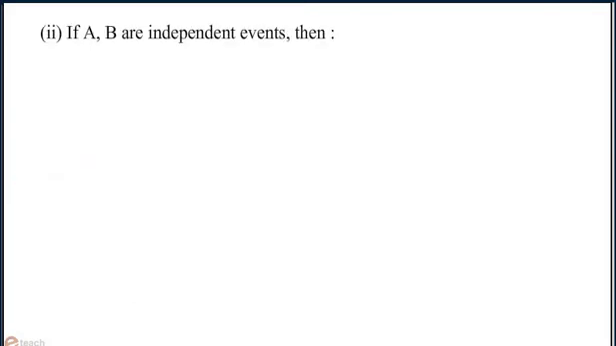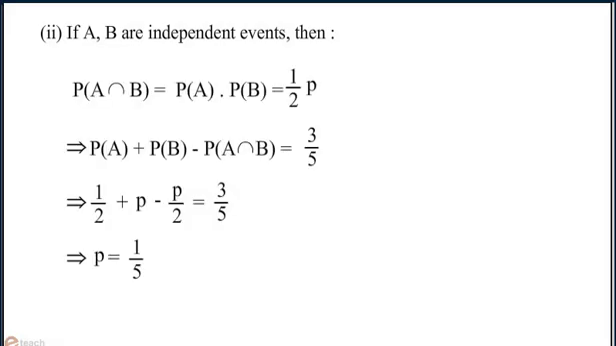Number 2. If A and B are independent events, then probability of A intersection B is equal to probability of A into probability of B, that is equal to half P. That implies probability of A plus probability of B minus probability of A intersection B is 3 by 5. So P comes out to be equal to 1 by 5.